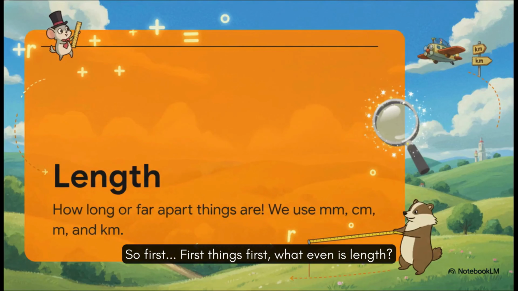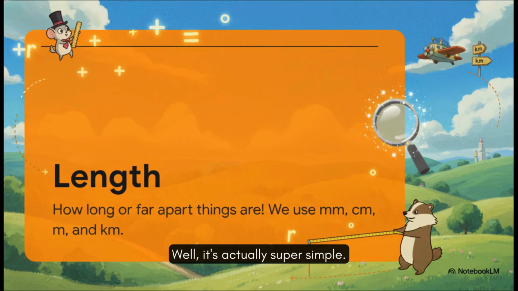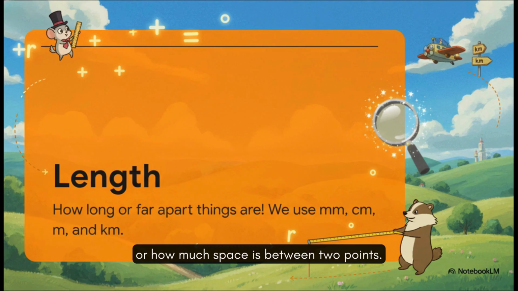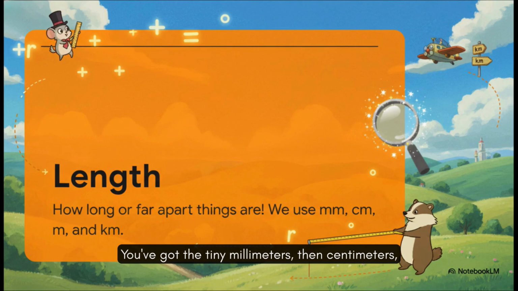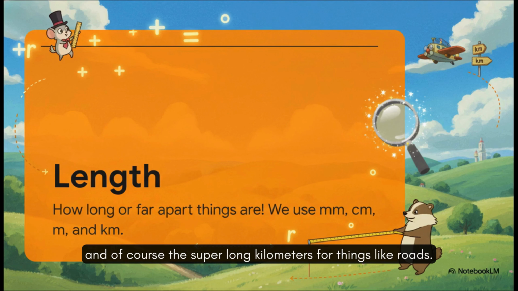So first things first, what even is length? Well, it's actually super simple. It's just how long something is, or how much space is between 2 points. And to measure it, we use different tools for different jobs. You've got the tiny millimeters, then centimeters, bigger meters, and of course the super long kilometers for things like roads.